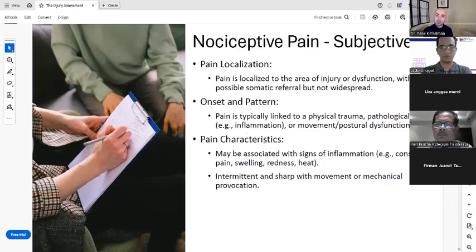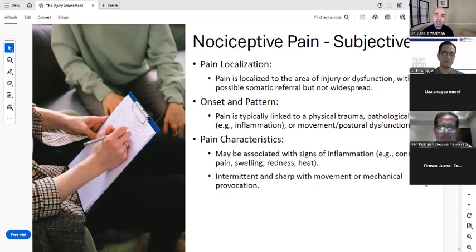In terms of onset and pattern, the pain is typically going to be linked to a physical trauma, pathological process that may involve inflammation, or a movement or postural dysfunction. In terms of characteristics, they may be associated with signs of inflammation. So those inflammatory signs can be constant pain, swelling, redness, heat. But they could also be intermittent and sharp with movement. So they could be intermittent and sharp that typically is associated with certain movements or other kinds of mechanical provocation.